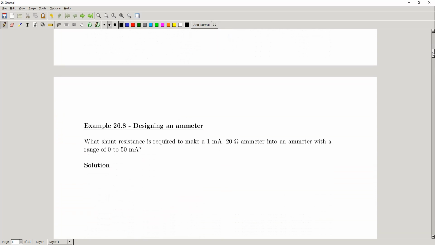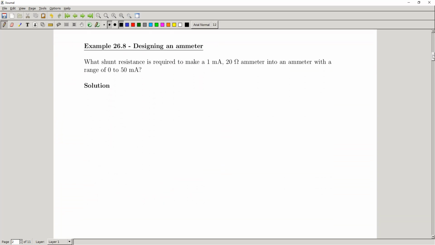So we have this example here. What shunt resistance is required to make a 1 milliamp, or I should say, sorry, that's not a milliamp, that's a microamp, with a 20 ohm ammeter into an ammeter with a range from 0 to 50 microamps? Okay, so that's the question.